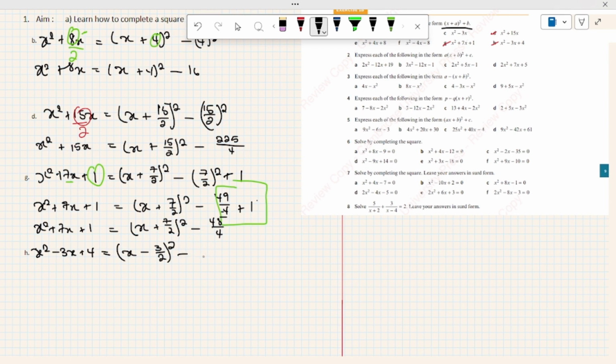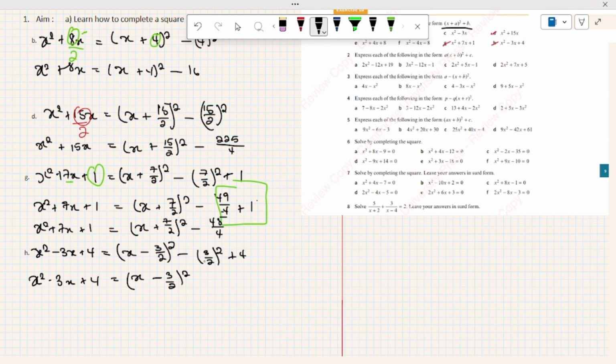Then you subtract the squared value of the coefficient of x, which is what? 3 over 2, that value of b, that value of a, I mean. And then since we have a constant here, we're going to add it. We won't just dispose of it. It's part of the equation. And then it's going to be x squared minus 3x plus 4 is equal to x minus 3 over 2 squared.